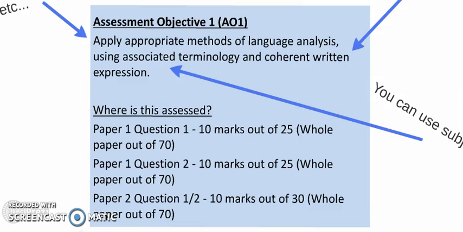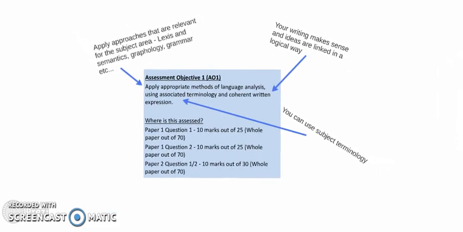So what exactly does all that mean then? So by applying appropriate methods of language analysis, it means that the approaches that you apply are relevant for the subject area that the question is on. So whether you need to bring in ideas of semantics, graphology, grammar, etc., any of the language levels, that might be an appropriate method to apply.